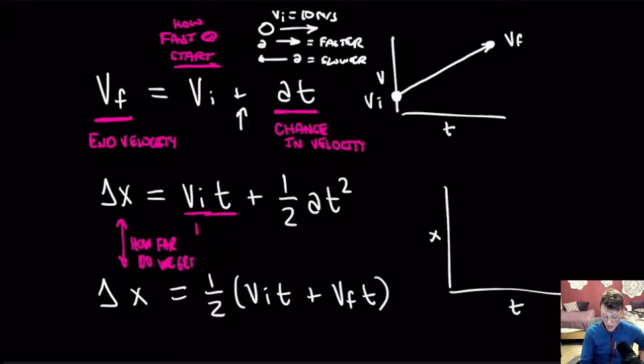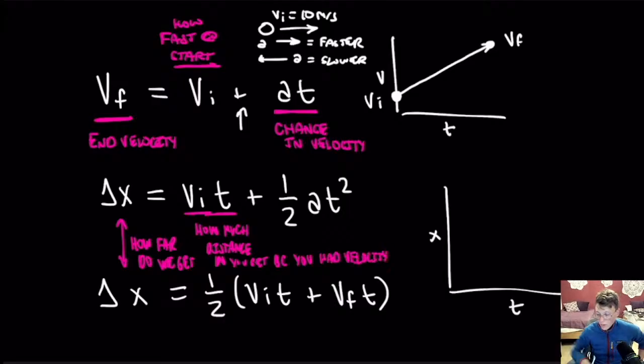It's saying how much distance do you get because you had a velocity? Now, this is your starting velocity. But we know things can speed up and slow down. And because things can speed up and slow down, that's what this next piece is going to account for here. So I'm going to expand this out a little bit and take that t squared and write it out as t times t.